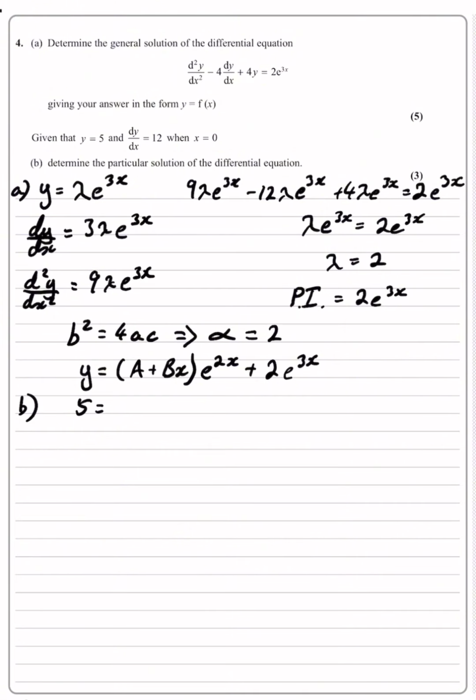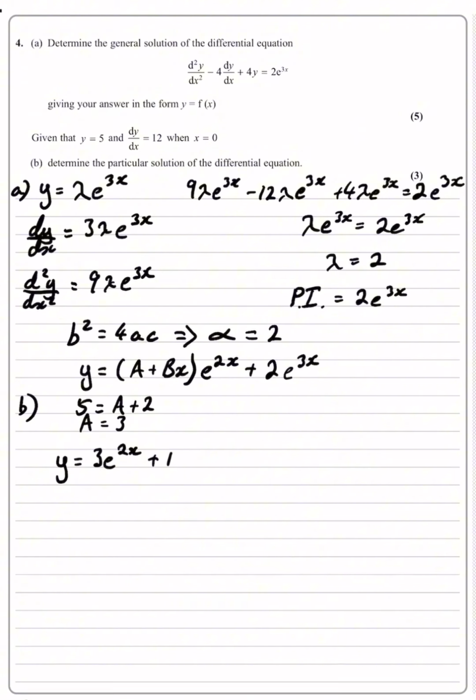For part B, it gives us some initial values. Diving straight in with x equals 0, the b disappears, and we're left with 5 equals a plus 2, so a is equal to 3.